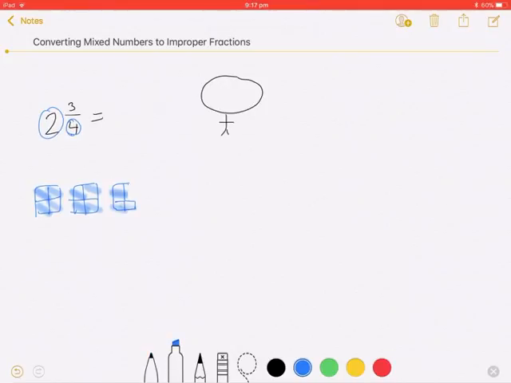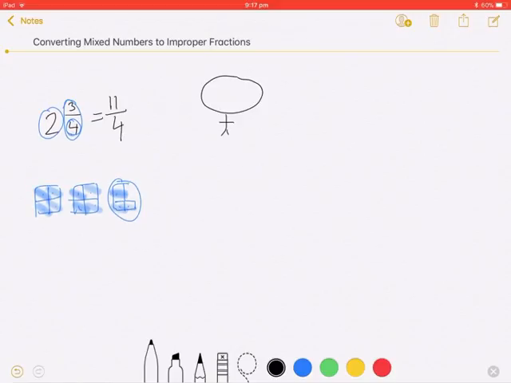How many quarters is that all together? Well, I know in 2 wholes I've got 1, 2, 3, 4, 5, 6, 7, 8. And I've also got my 3/4, which is this bit here: 9, 10, 11. So I've got 11 quarters.